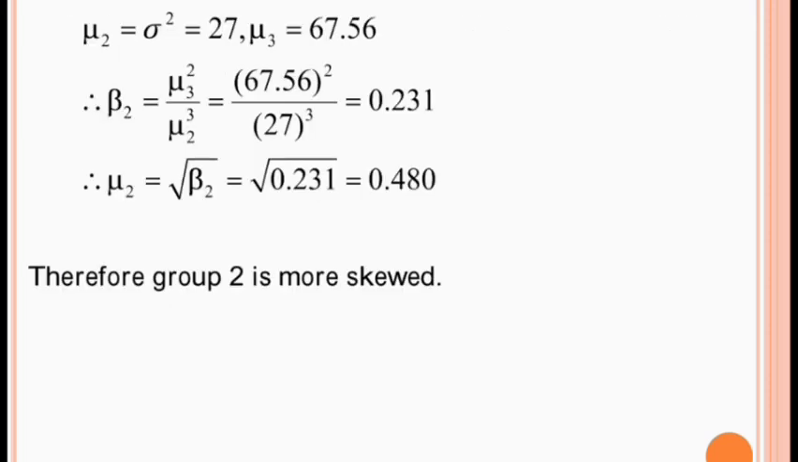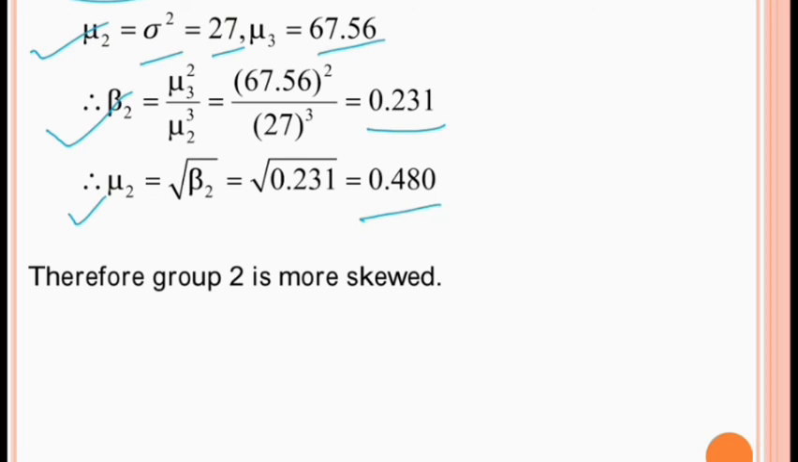Similarly, we will find it for group 2. For group 2, mu2 is given by sigma square, which is equal to 27, and mu3 equal to 67.5. So again we will apply the formula of beta 1, mu3 square upon mu2 cube. We'll put the values over here to get 0.231. Therefore, gamma 1 is given by the square root of beta 1. We'll find the square root of 0.231. You get your answer as 0.480.